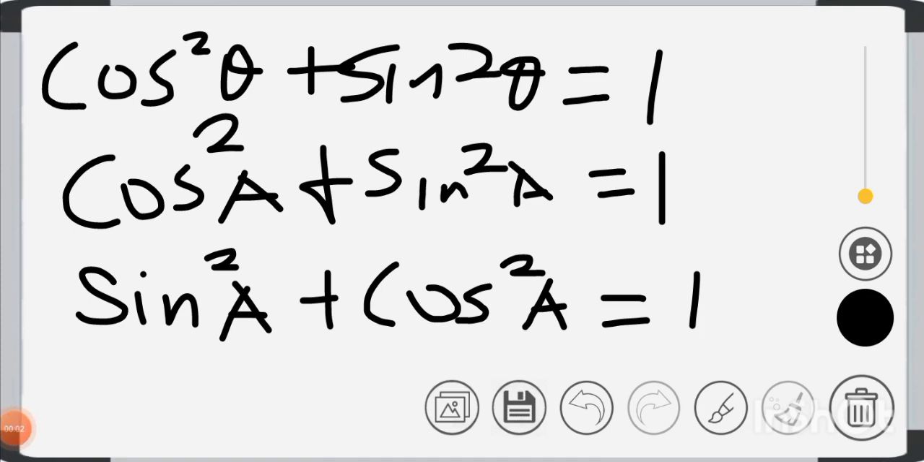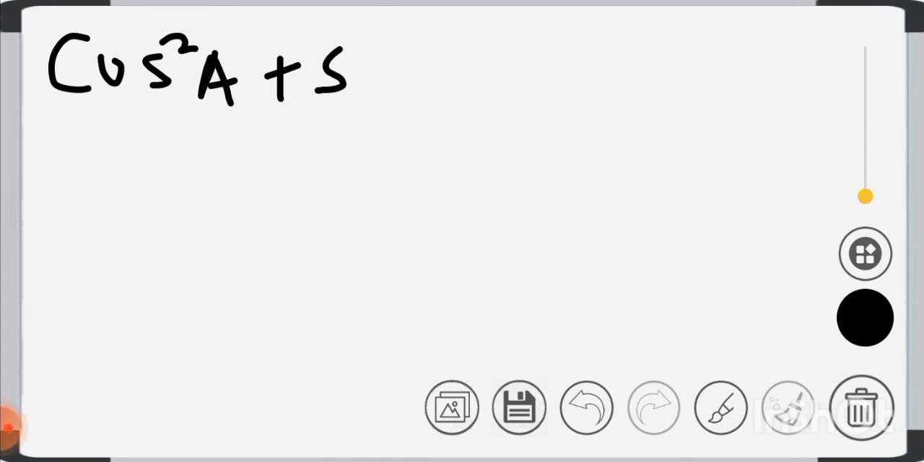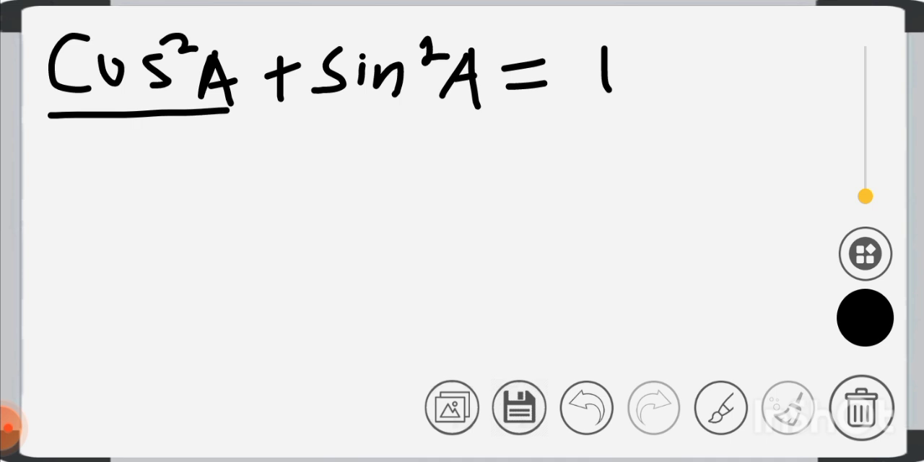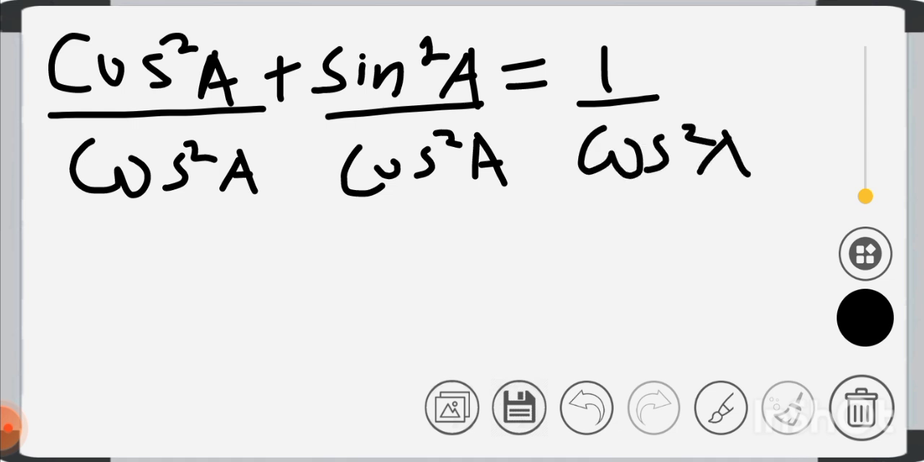Now, let's look at something else. We have already said cos squared a plus sine squared a is equal to 1. What about if we divide this one by cos squared a? Divide this one by the same cos squared a, and divide this one by cos squared a. What are we going to have?